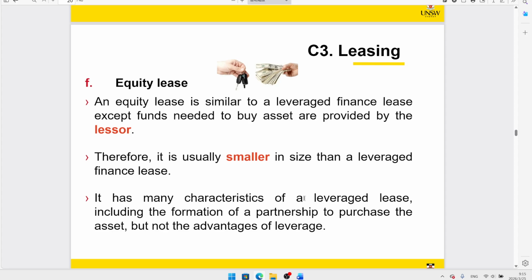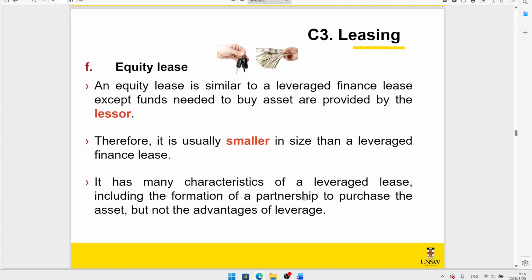The equity lease is similar to the leveraged finance lease. The finance needed to buy the asset is provided by the lessor. Therefore, it is usually smaller in size than a leveraged finance lease. It has many characteristics of the leveraged lease, including the formation of a partnership to purchase the asset, but not the advantages of leverage.